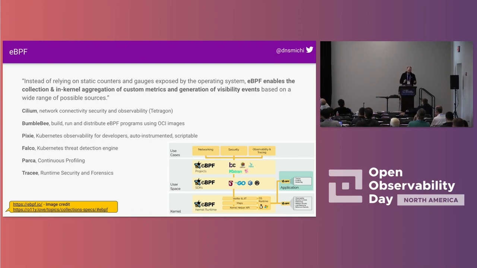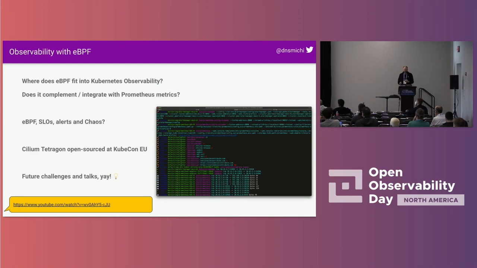I'm currently trying to learn eBPF and understanding what it actually does and how it can help. There are great ways to think of a different way to collect observability data, and great tools to get started. But one of the ideas was, how does this complement or fit within Prometheus metrics? How does it fit within traces? Can we do the same, like defining service level objective alerts and then adding some chaos engineering? And I've also seen Cilium Tetragon was open sourced at KubeCon Europe. And I was like, we should be combining that somehow.